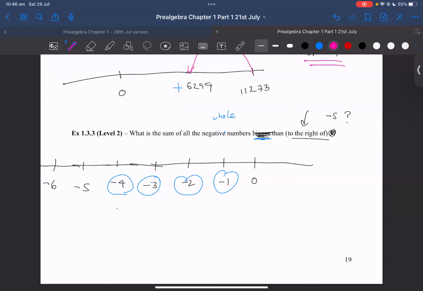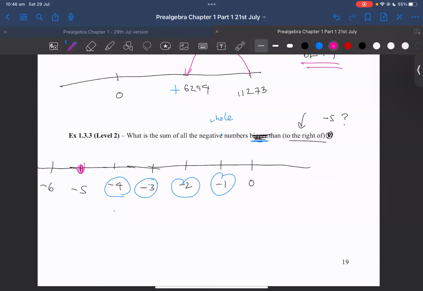I'm just going to go right. So from -5, start here. I go right. So -4, that's one of them. I go right one more. -3, that's good. I go right one more. -2, that's fine as well. It's still a negative number. Go right one more. -1. I go right one more. 0. It's not a negative number. So I only want these 4 numbers. And I just want to add these together. When you add those 4, what are you going to get?